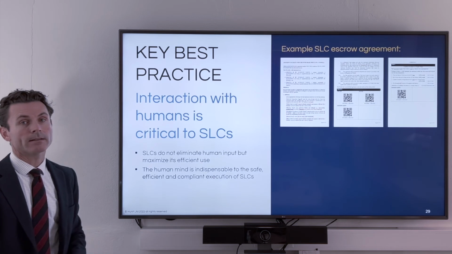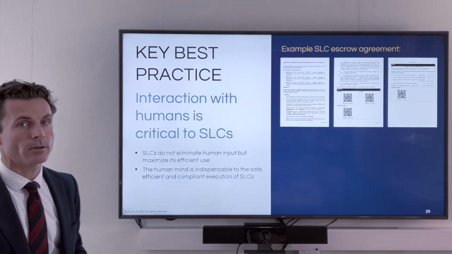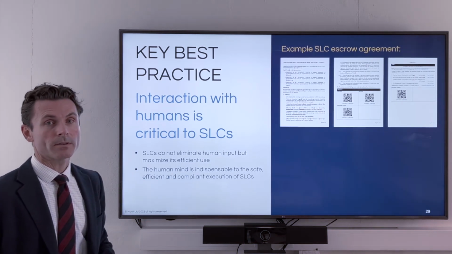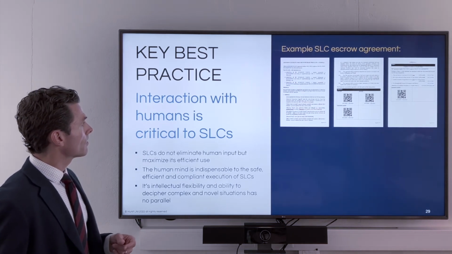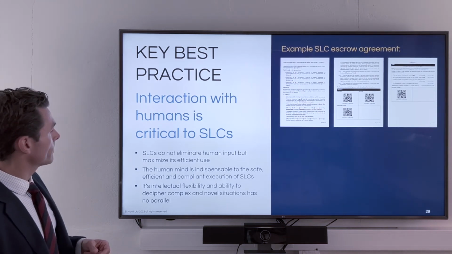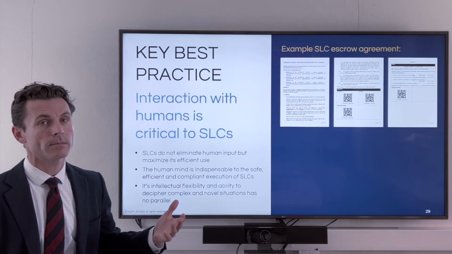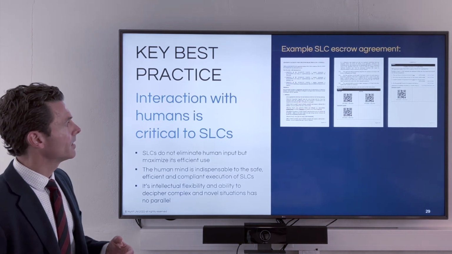Because the bottom line is, as much as we would like to think that machine learning and AI has really gotten to the point where it can beat us at chess, it is indispensable when it comes to understanding novel situations. So it's critical, and it also complies with how law is functioning today, either in court or in the execution of certain types of agreement clauses.